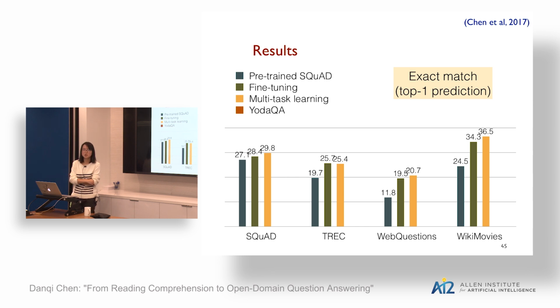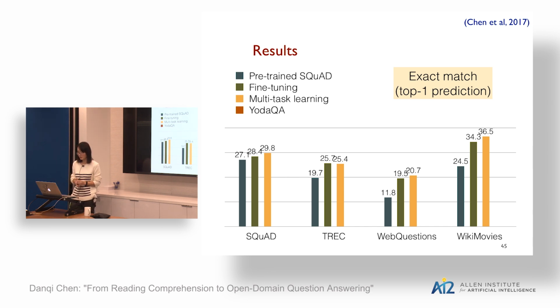And one more thing that we tried is to concatenate, make use of all the data we had, including the SCOT data set and also all the distance supervised data. And we see that this model can actually do even better than the fine-tuning model. We can achieve like 36% accuracy on this data set.